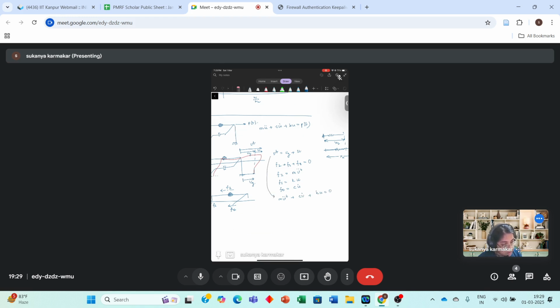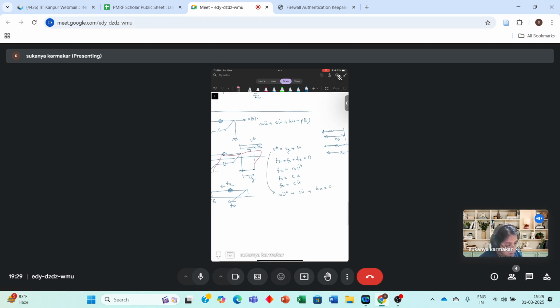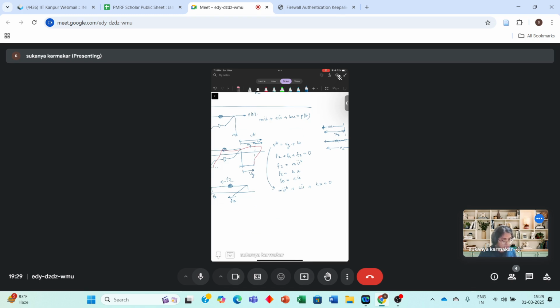Now let's substitute this here: M u double dot T is Ug double dot plus u double dot, plus C u dot plus K u is equal to 0. So M u double dot plus C u dot plus K u is equal to minus M Ug double dot.